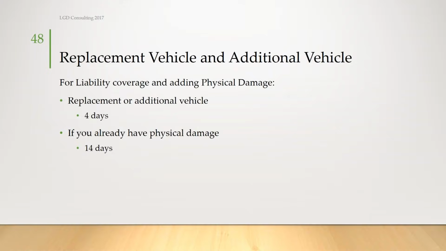Now, for physical damage, if you had liability coverage only and you get another car or replace the car and you want physical damage, which is collision and other than collision, and you didn't have it beforehand, you have 4 days to let us know and add it on. Because you didn't have that coverage. But if you already have physical damage coverage on a car and you replace it or buy another one, since you already have physical damage, you have more time to let us know. We'll give you 14 days.